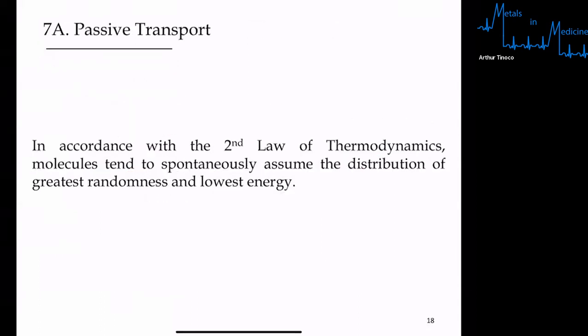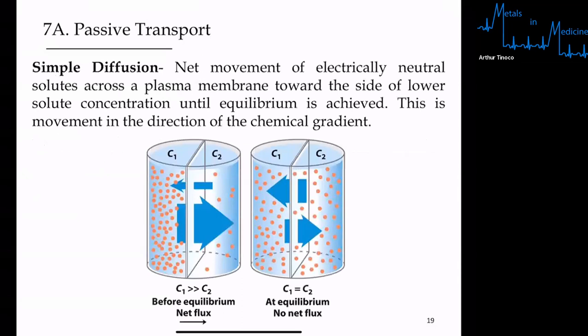All right, so passive transport follows the second law of thermodynamics, this idea that molecules are going to tend to spontaneously assume the distribution of the greatest randomness and lowest energy. So this is the idea of moving based on concentration. You have this really classical depiction of simple diffusion, and the left is showing a system where a membrane is separating the contents of the solution. There's a solute where C1 is one concentration and C2 is the other concentration. We see that C1 is at a higher concentration than C2.